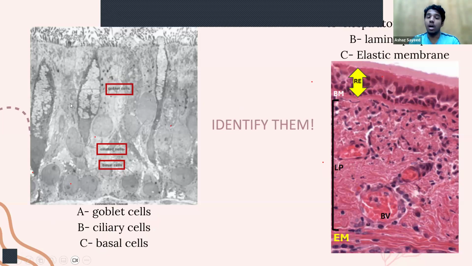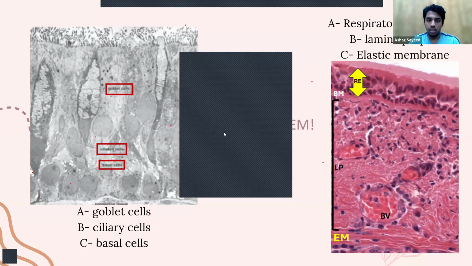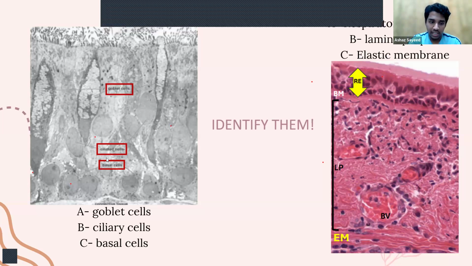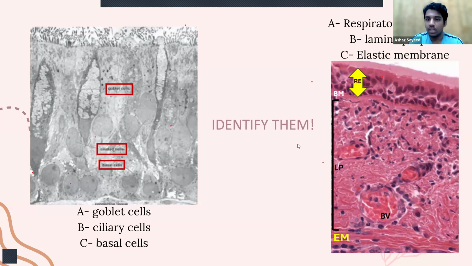These were goblet cells. How do we know those are goblet cells? Sorry, I mean, not breast cells. A was goblet cells, because you can see these white granules of mucin. That's a goblet cell, and then there are ciliary cells or the ciliated cells, and the basal cells, the ones which are at the bottom. That's the basal cells. Here again, this was your respiratory epithelium.